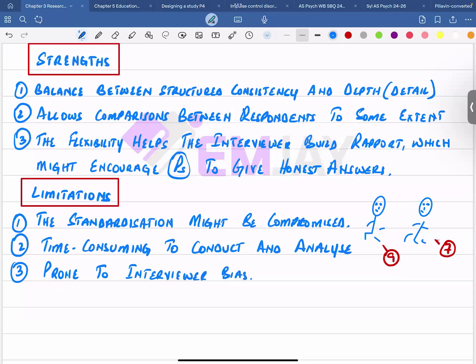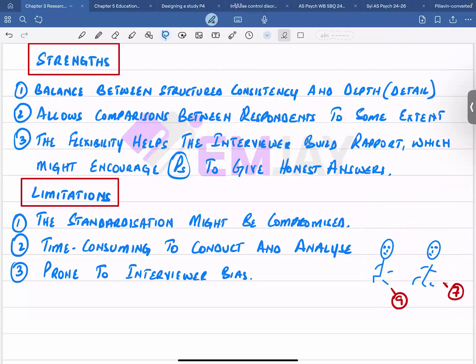A researcher or an interviewer, by the end of the day, is a human being too. Let's just say the interviewer might end up being nice towards one participant and not nice towards another. So there's always a possibility over there. These interviews are more prone to interviewer bias because the follow-up questions may influence the responses.